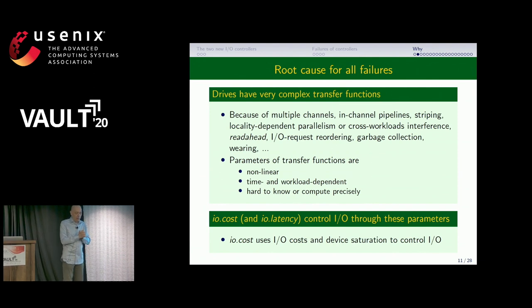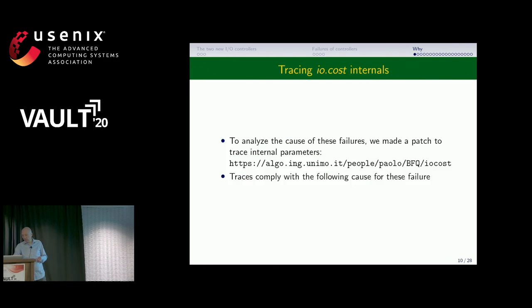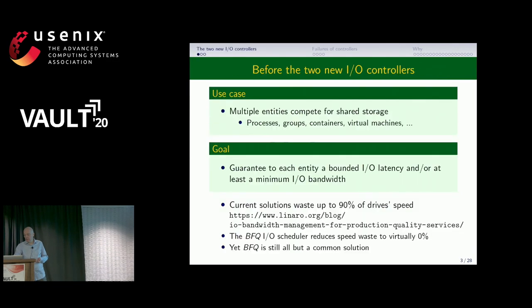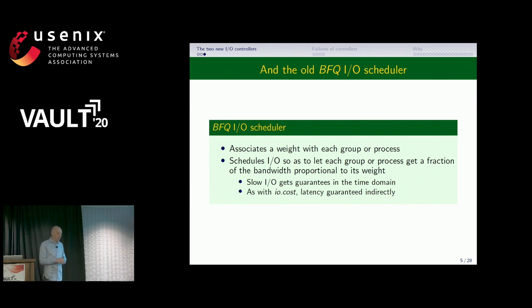The reason why BFQ succeeds is very simple. Let me leave just the slide on BFQ, but it doesn't add any information. Anyway, BFQ is this one. It succeeds just because it doesn't use those parameters. BFQ just, given the total number of sectors transferred during a given time interval, distributes this number of sectors to each group in proportion to the weight of the group. That's it. And this always works, whatever the parameters are.